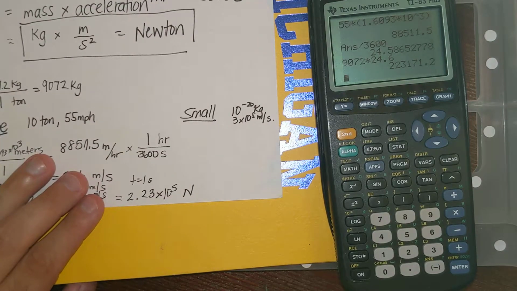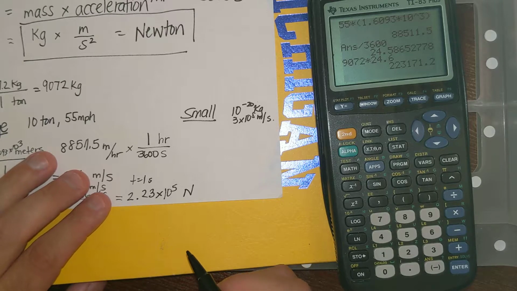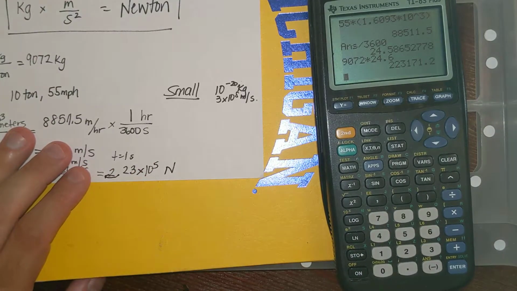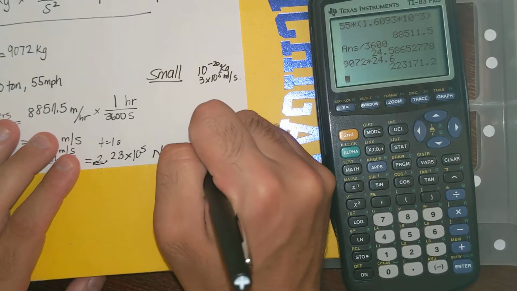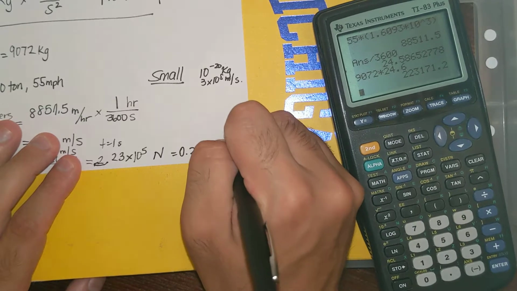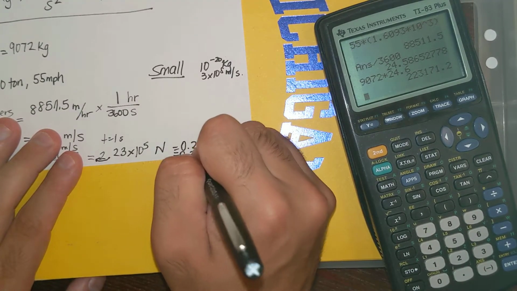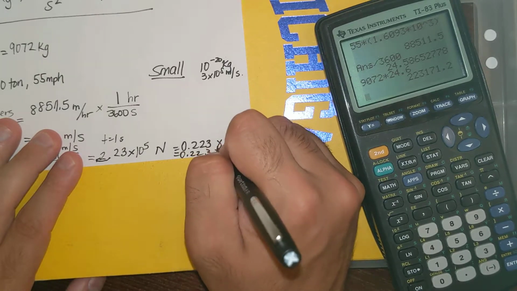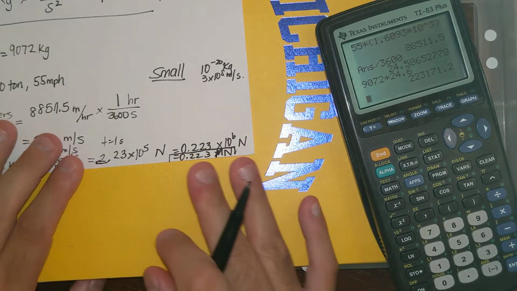If I want to, just like in question number 56, I can convert this into a larger number. I could say that if I move the decimal point over to the left 1, this can be 0.223 times 10 to the 6th Newton, and 10 to the 6th could be 0.223 mega Newton, MN. 10 to the 6 is mega.